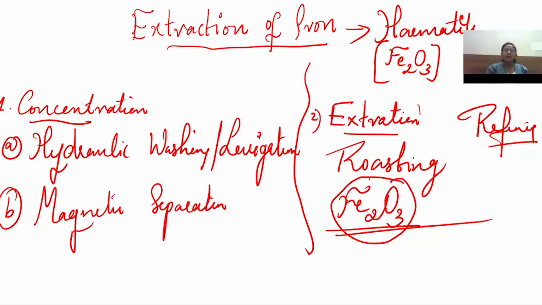So the first step is concentration, the second step is extraction, and the third step is refining. In concentration, there are two methods we can employ: hydraulic washing and magnetic separation. The second one is extraction, where we are doing the roasting process, and we get the ore in the form of its oxide.